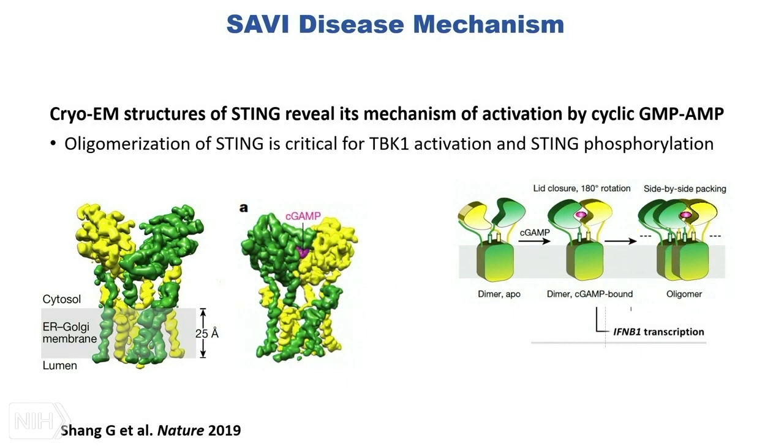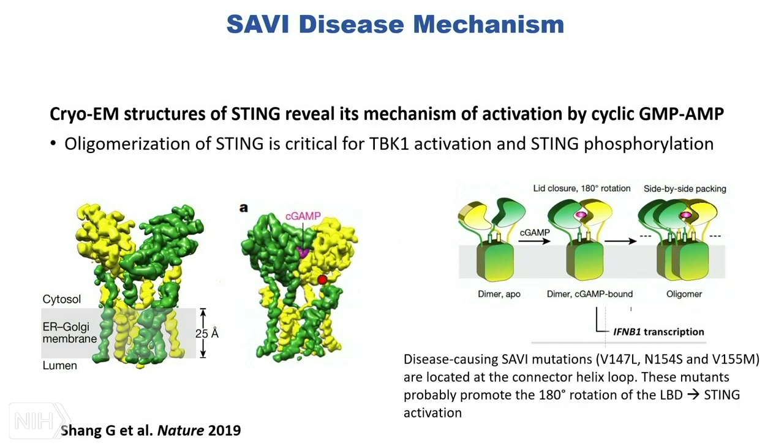molecule to oligomerize. Interestingly, our mutations actually make that neck supple, and without having to bind, without cGAMP binding being necessary, that 180-degree switch of that part of the molecule occurs spontaneously, and therefore the molecule aggregates and becomes activated in the absence of cGAMP.